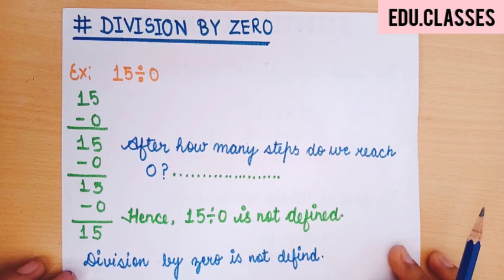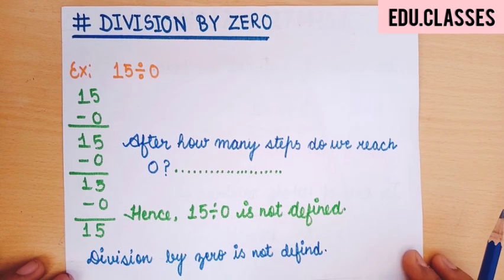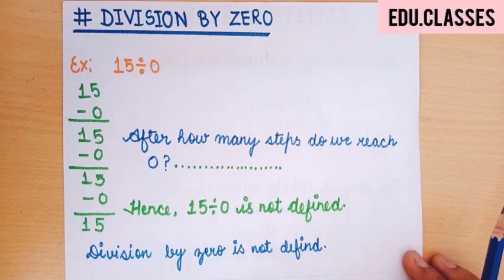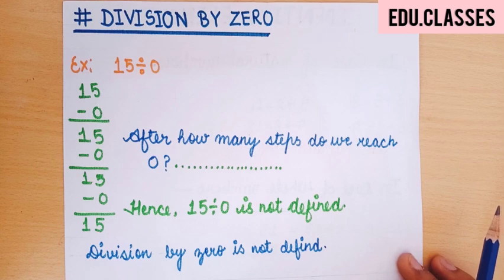Our next topic is division by 0. In the collection of whole numbers there is a 0 also, and whole numbers start from 0. We sometimes face the condition where a number is being divided by 0. So what will be the answer in this case? I have taken one example, 15 divided by 0.